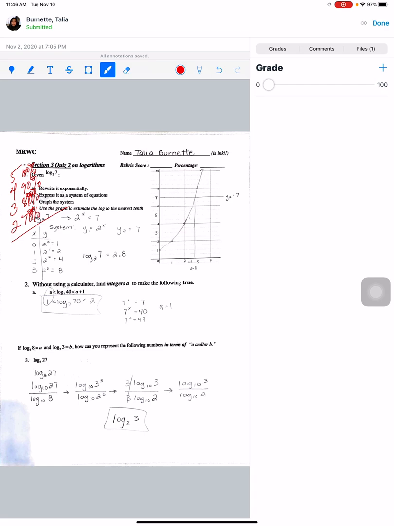This person here graphed it well and got the correct response because they had to graph it and estimate the log to the nearest tenth, so I'm going to give them a 5 out of 5. Here they had to find A, which they showed their thinking here, and they got the right A value, so that's perfect. And here they have to find and represent log base 8 of 27 in terms of A or B, one or both.